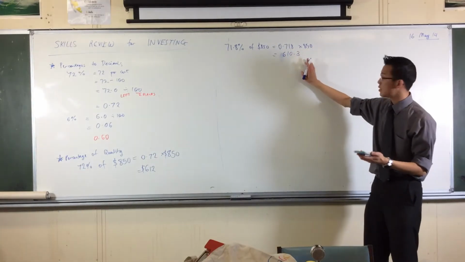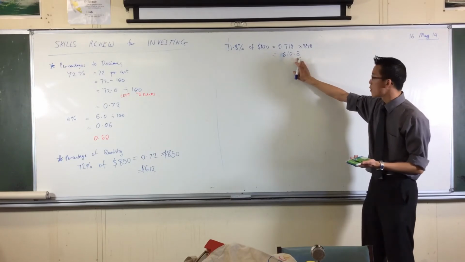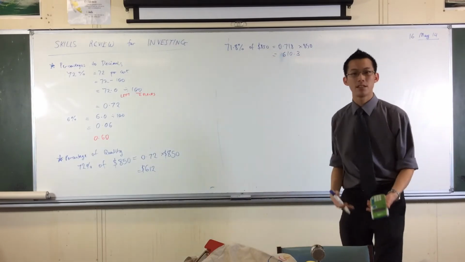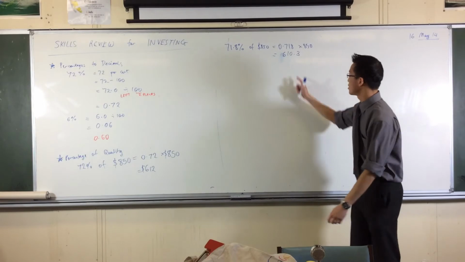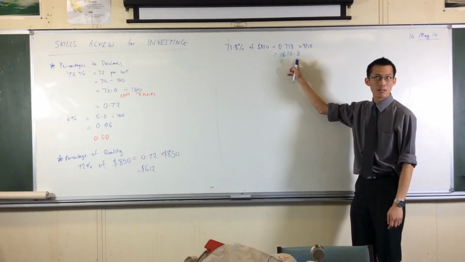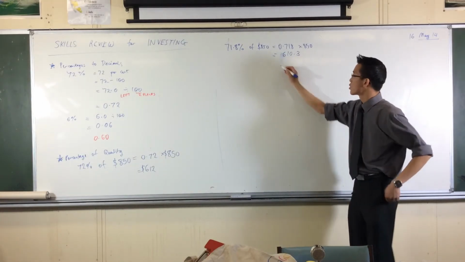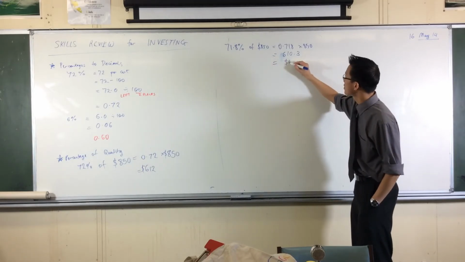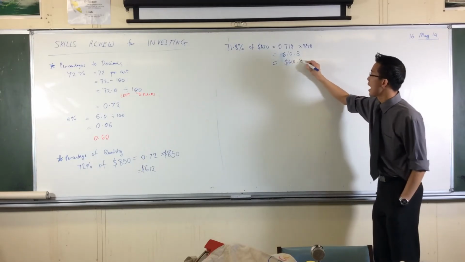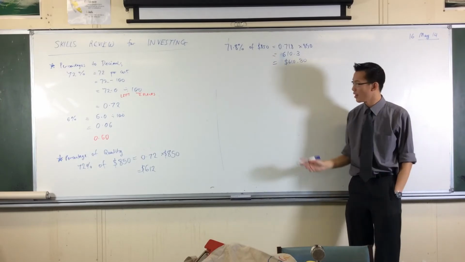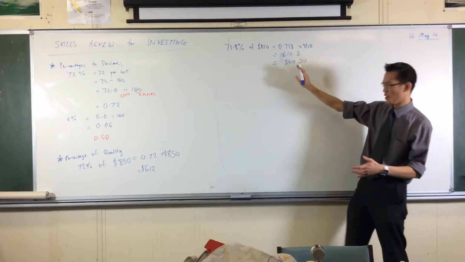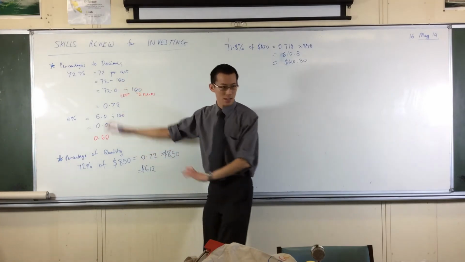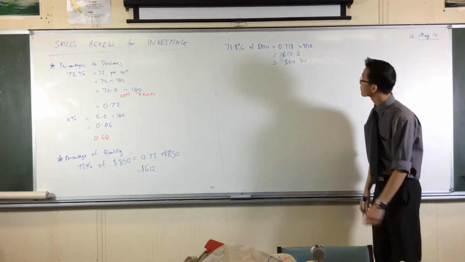0.718 times 850, okay? Now, 610.3 is correct from the calculator, but it's not an amount of money, because we don't say 0.3 cents or $0.3. So if I want to say this as a sum, I would need to say $610.30. So there are little weird things that are slightly different between money and decimals and percentages you have to watch out for.